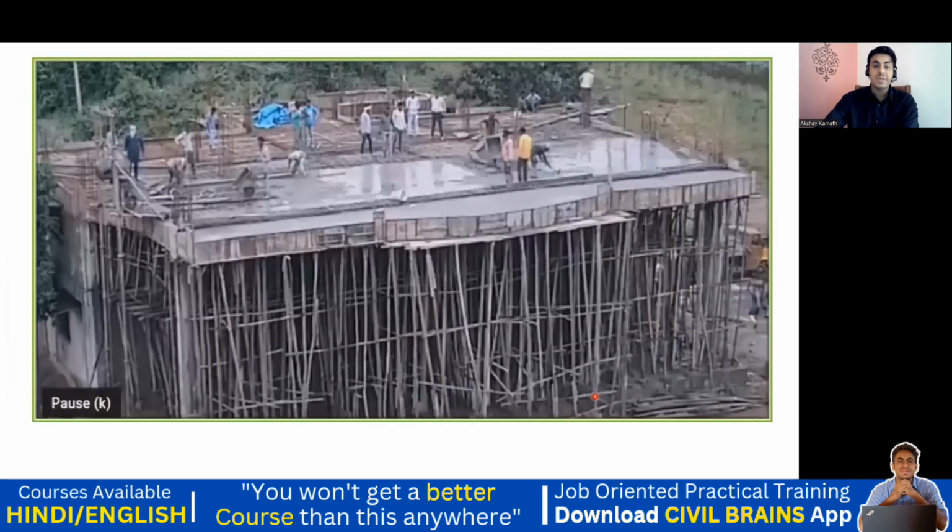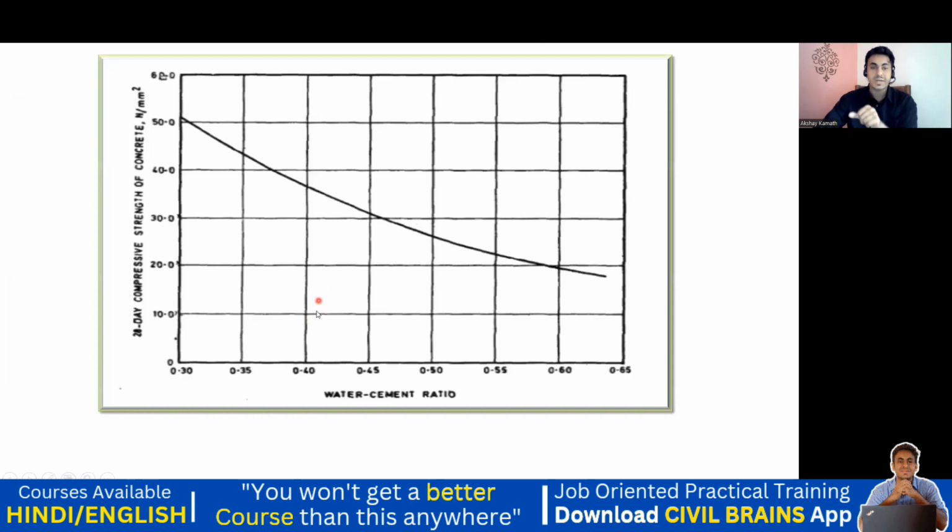So what is the logic behind this? First, we'll try to understand this. See here, on the x-axis we have the water cement ratio, and on the y-axis we have the 28 days compressive strength of the concrete, right? Now, if you observe this particular graph, what is happening? This is decreasing something like this, isn't it? So that means as and when my water cement ratio increases, my strength is coming down.